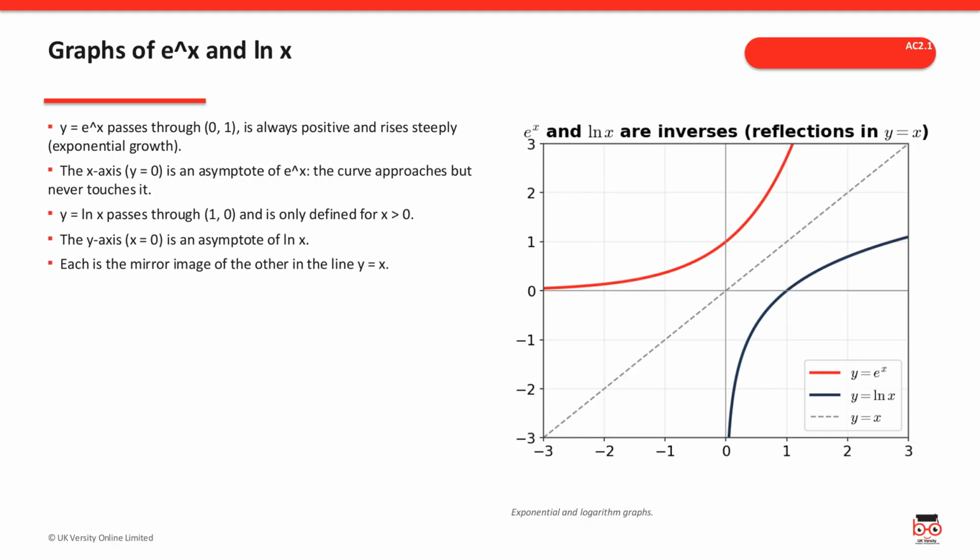The exponential curve y equals e to the x passes through 0, 1, stays positive everywhere, and shoots upwards steeply, which is why we use it to model rapid growth. The x-axis is its asymptote, a line the curve creeps towards but never touches. Its mirror image, y equals ln x, passes through 1, 0, only exists for x greater than 0, and has the y-axis as its asymptote. Each is the reflection of the other in the line y equals x.